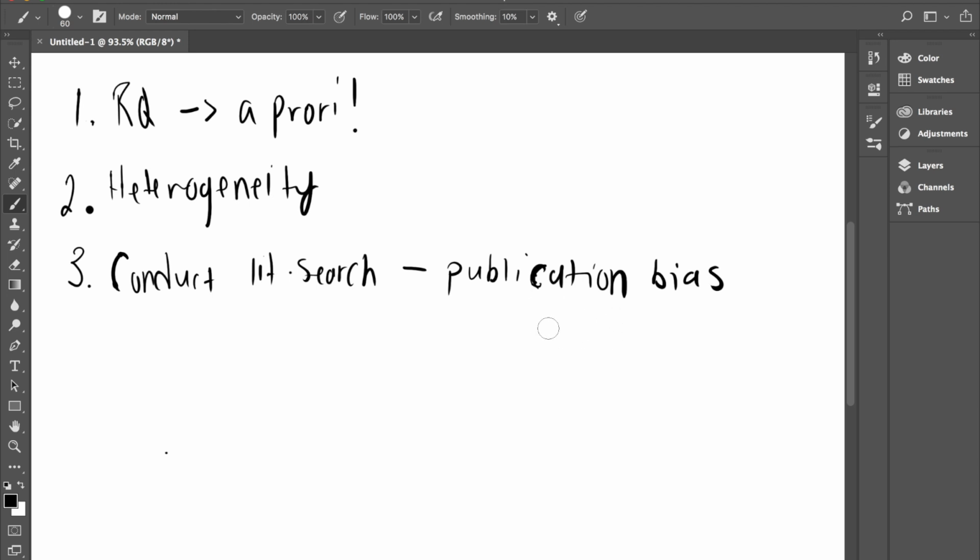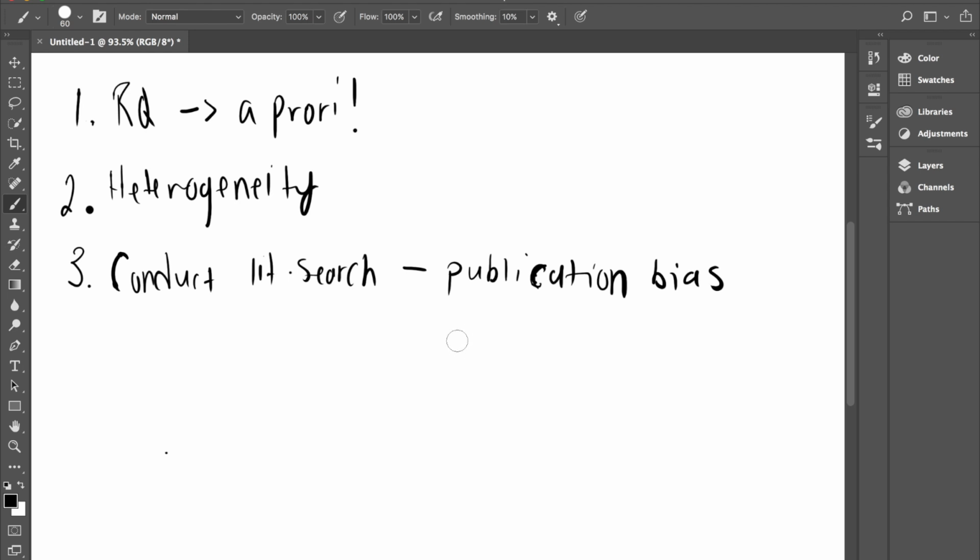biases. For example, positive trials are more likely to be cited by others, so there's some sort of citation bias there. They're more likely to be published in English, so there's language bias there. They're more likely to be published rapidly, so there's time lag bias. They're also more likely to be published more than once. That's called duplication bias. And they're also more likely to be published than those negative trials. So that's publication bias, right? And when we start to exclude those small negative studies when we're conducting our literature search, we're starting to overestimate the treatment effect, right?